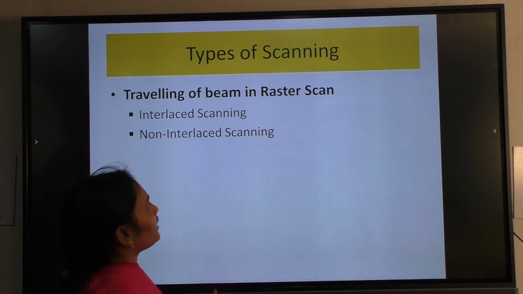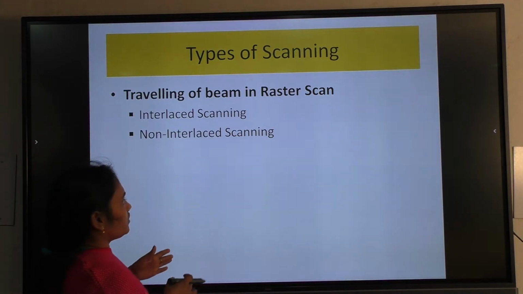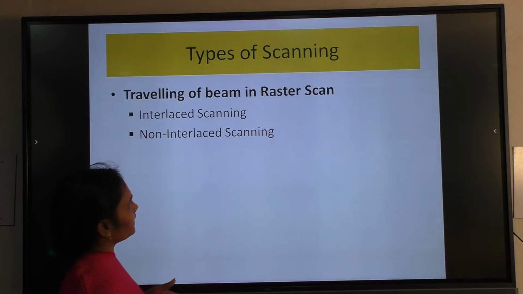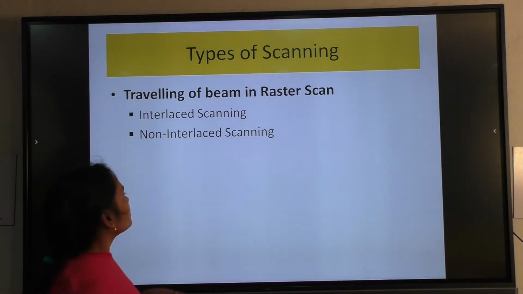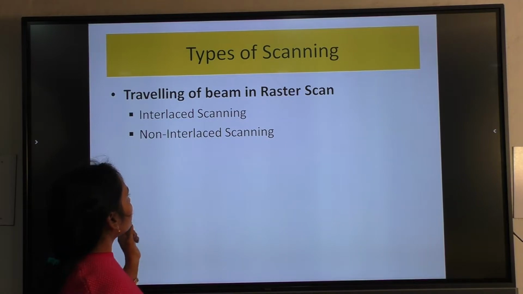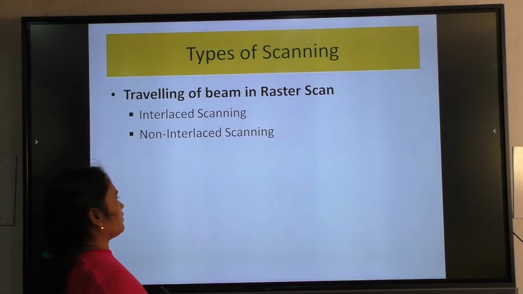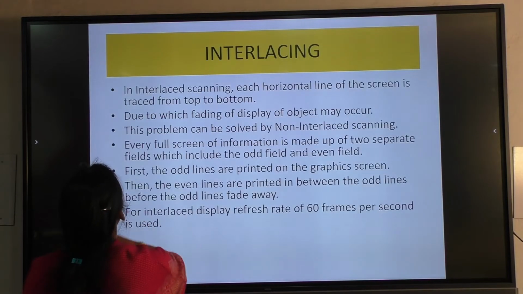Next one is types of scanning. In the raster scan system or raster scan display, the beam is traveling in two methods. One is interlaced scanning, the second one is non-interlaced scanning. Let us discuss one by one.